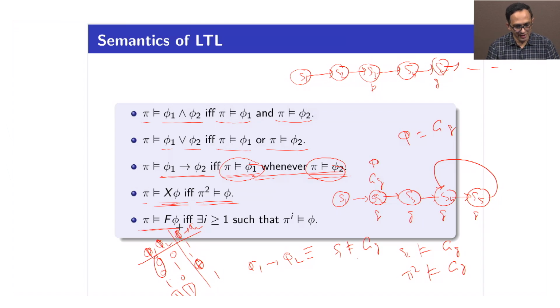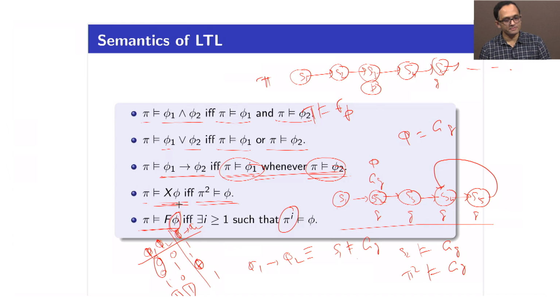Similarly, for future phi, in some future state phi should hold, some pi i. It has to hold; you cannot say it never holds. If I take the same example again, I will say future of p, because p holds in some future state, so pi satisfies future p. And this may be a big formula also, but here I give an example where phi is just a proposition.